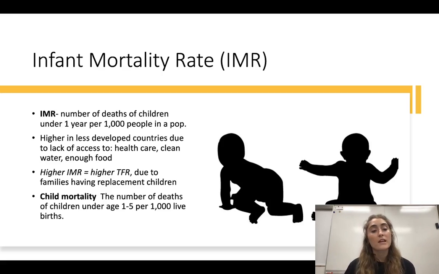Now, we differentiate infants from children based on being over 1 year of age. So if you're between the ages of 1 and 5, you are considered a child, and we would also record a child mortality rate. So you could call that a CMR. That is also recorded as a crude number, so per 1,000, and could also impact your replacement level fertility. So perhaps people will have more offspring if they are losing a child as well.